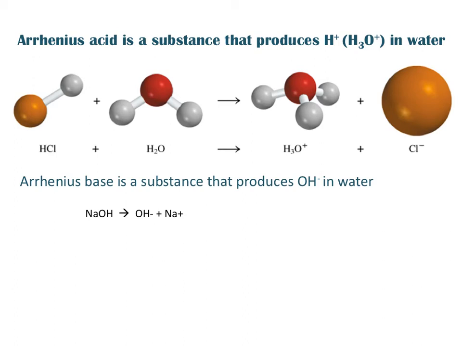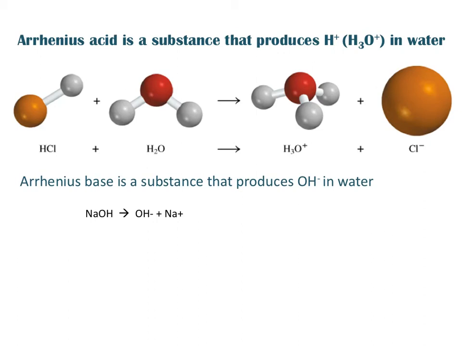So here's just a little illustration of an Arrhenius acid. It's a substance that produces hydrogen ions in water. We say hydrogen ions just to simplify, but what actually happens is that the hydrogen here is attracted to the lone pairs of electrons on the oxygen, and so it actually makes H3O+.